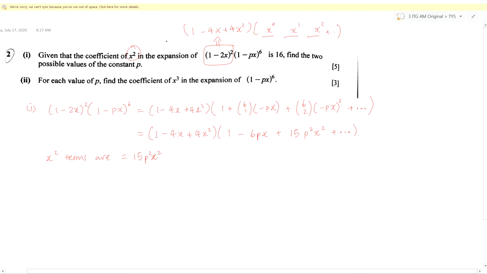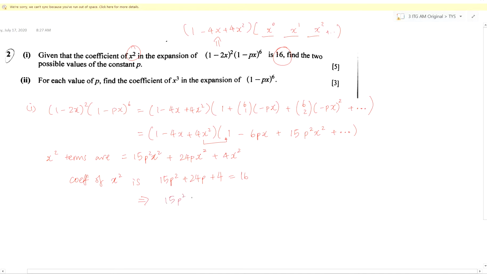We don't bother taking 1 multiplied by 1 because that doesn't give us an x squared term. So the next thing we are going to try will be negative 4x multiplied by negative 6px. That gives us a positive 24px squared. And the last possibility will be 4x squared multiplied by 1, giving us 4x squared. So the coefficient of x squared is 15p squared plus 24p plus 4. And in the question they tell us that it has a value of 16.